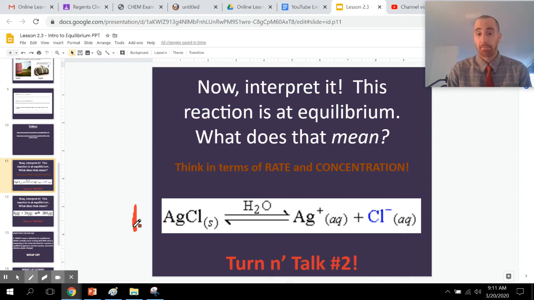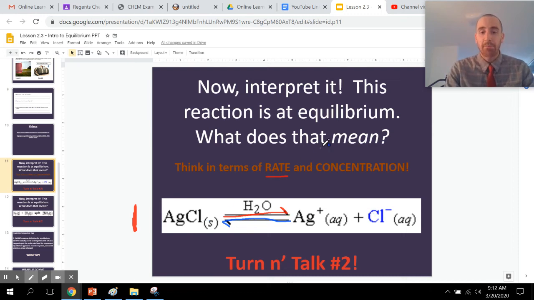So here's what I would say. If you're thinking about rate, that's the easy one. The rate at which AgCl breaks down into Ag plus and Cl minus is equal to the rate at which Ag plus and Cl minus come back together to form AgCl. In other words, the rate at which the compound breaks down into its ions is happening at the exact same rate as the ions coming back together to form the compound.